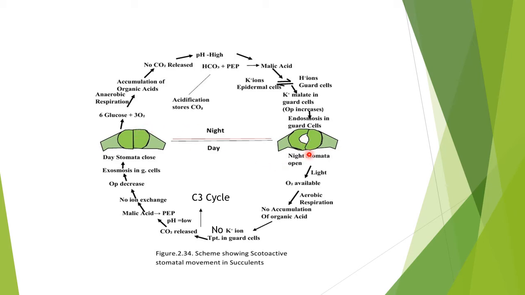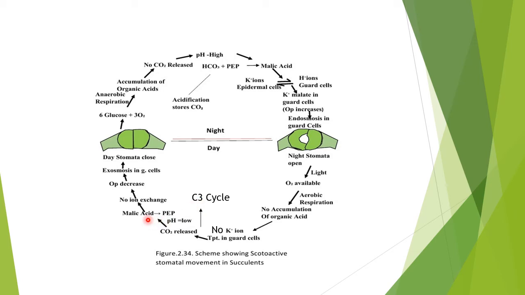How will it be closed now during daytime? There is light falling on this. There is oxygen available. Aerobic respiration will take place, and there will be no accumulation of organic acids because there is complete oxidation of malic acid. So no deacidification is taking place there. So no proton, potassium ion transport in guard cells. In addition to this, the carbon dioxide which is released because of the aerobic respiration will be taken by the C3 cycle for fixation to carbohydrates.